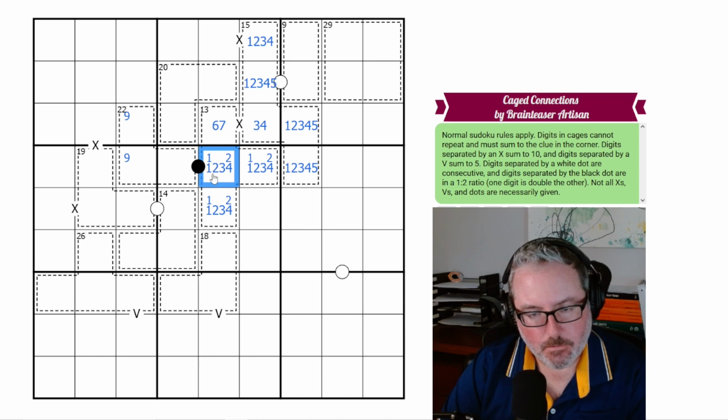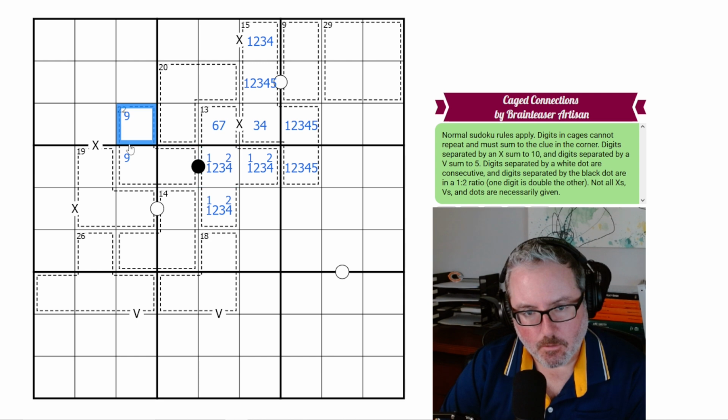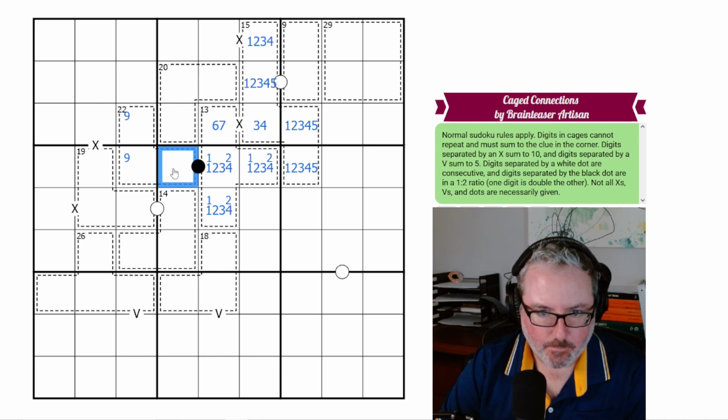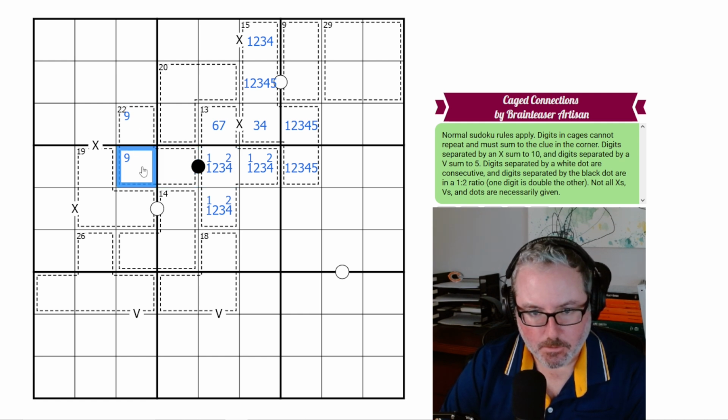And I think we can use this black Kropki dot to go back in here now. We can never put a 1 here, because we'd have to put a 2 here. And then we'd have a 9 plus a 2, which is 11. Then we'd have to fit an 11 up here somewhere. So that doesn't ever work. So let's get rid of you.